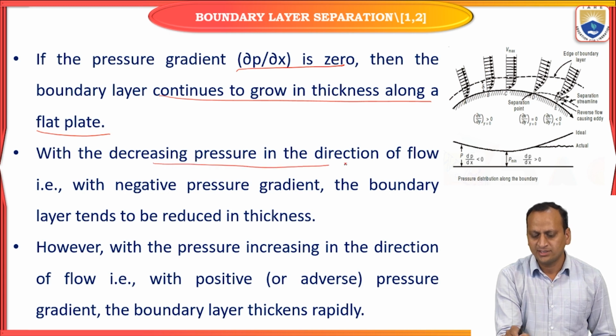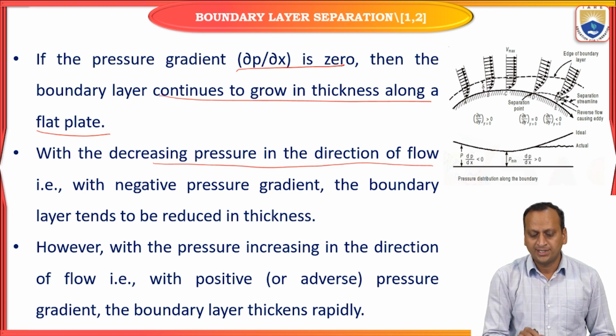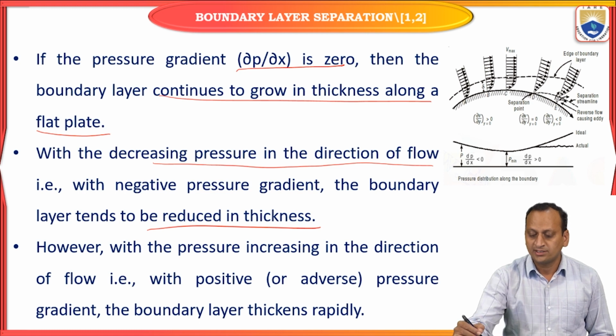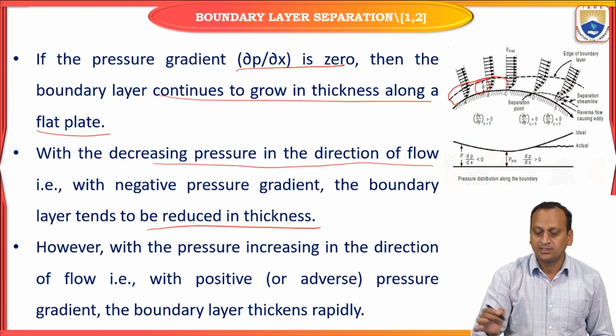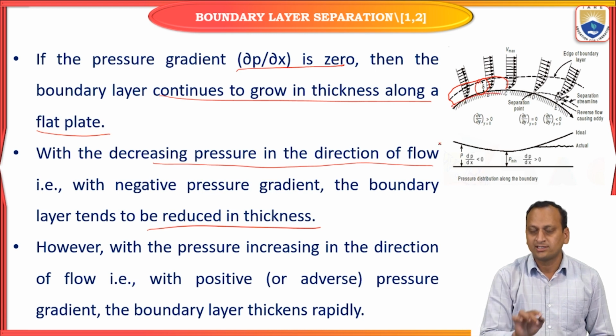With the decreasing pressure in the direction of flow, a negative pressure gradient will exist, and the boundary layer tends to reduce in thickness. So due to the negative pressure gradient, the boundary layer thickness delta will be small up to the convergent portion, as acceleration is taking place.